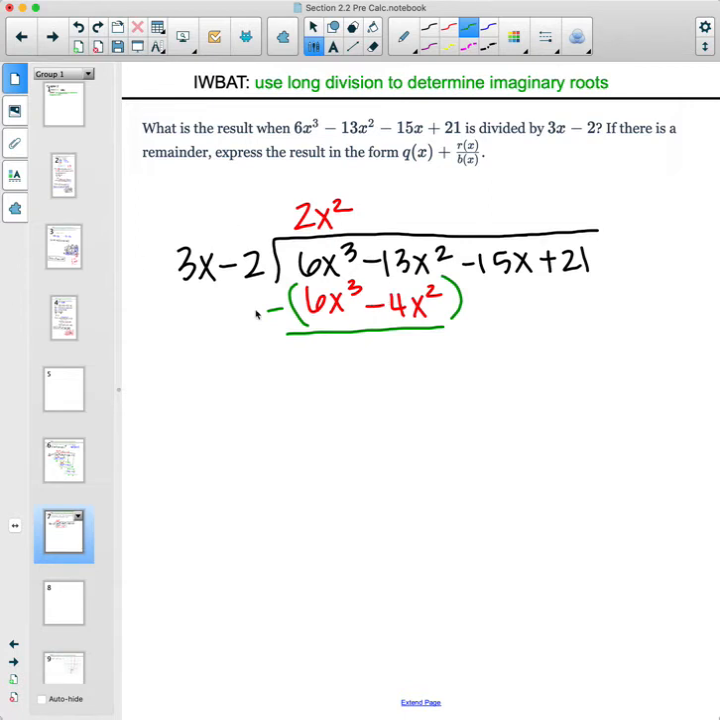Okay, so 6x cubed minus 6x cubed is 0. Then just be real careful here. So I'm going to write it off to the side. So negative 13x squared minus negative 4x squared. So minus a minus is actually a plus. So negative 13x squared plus 4x squared is negative 9x squared. Carry down the negative 15x.